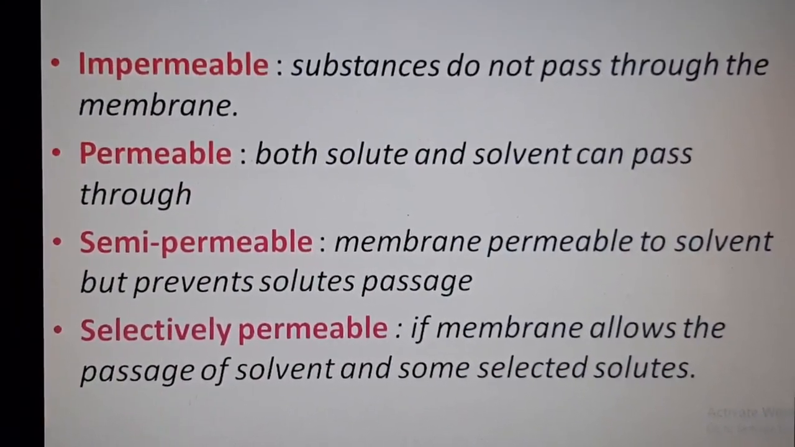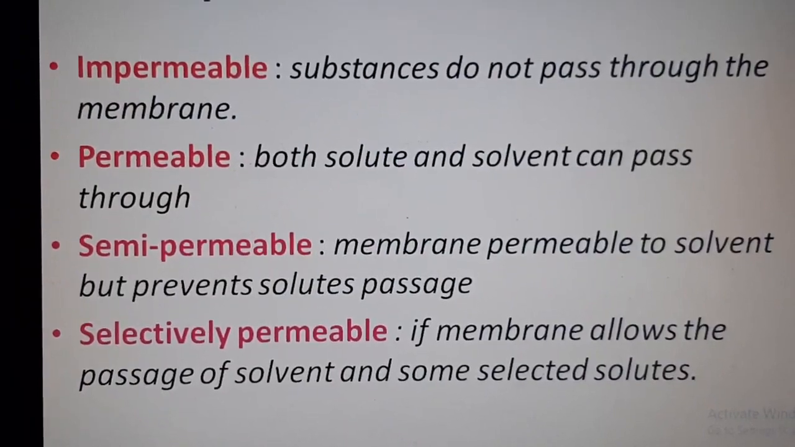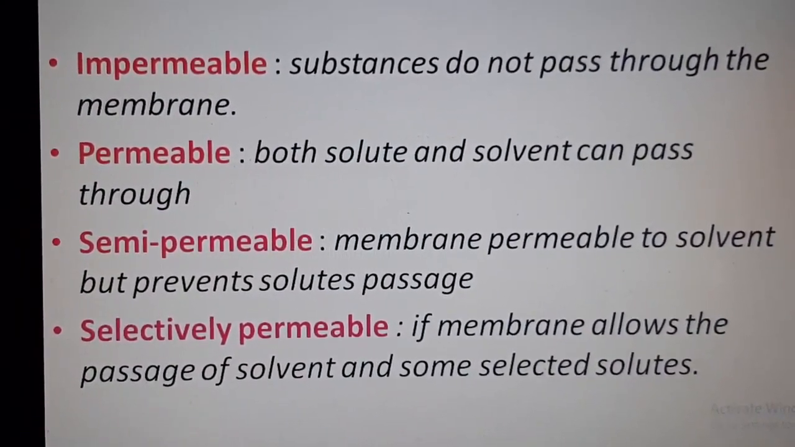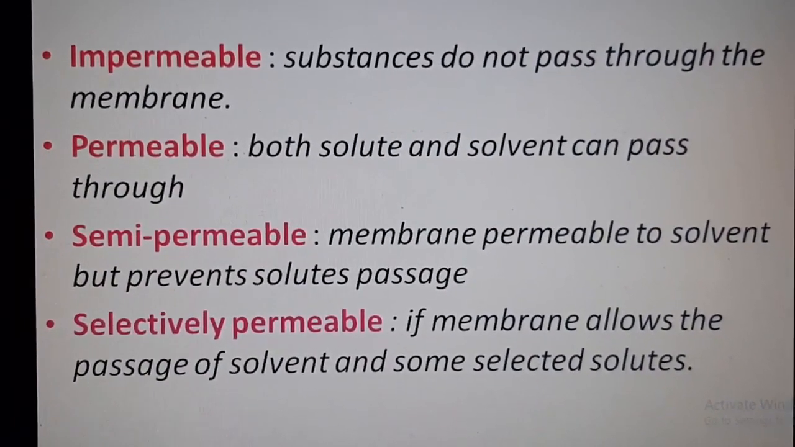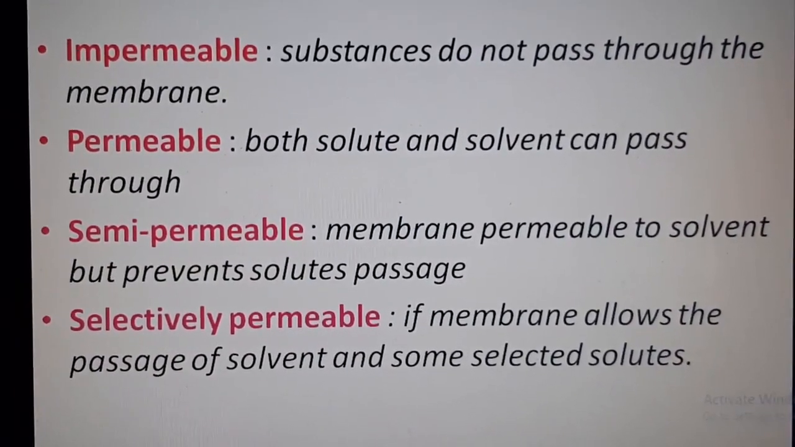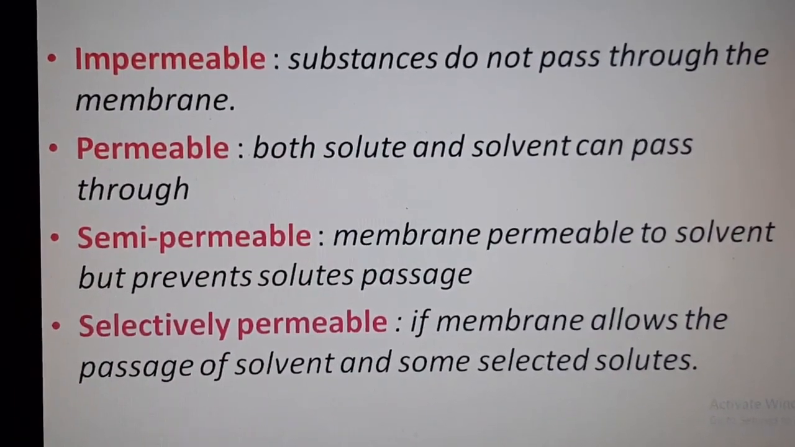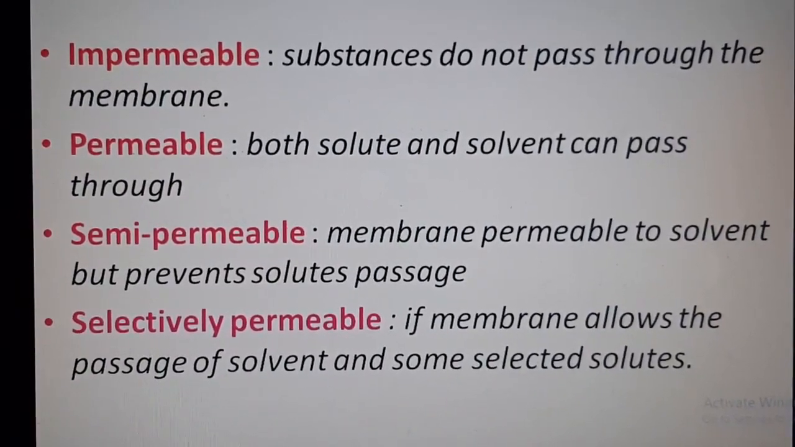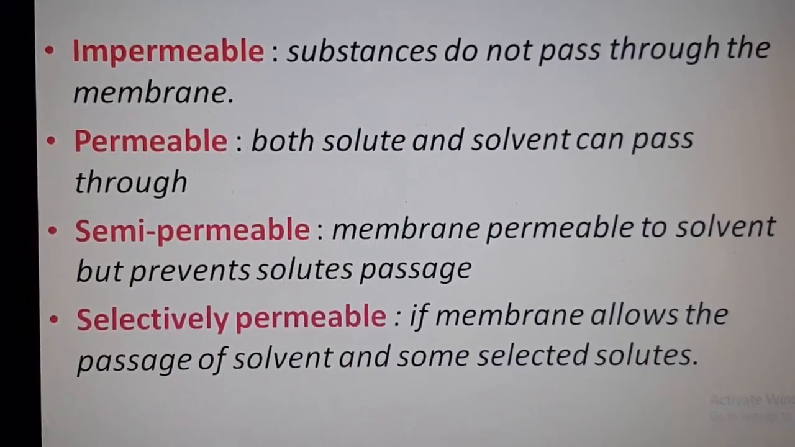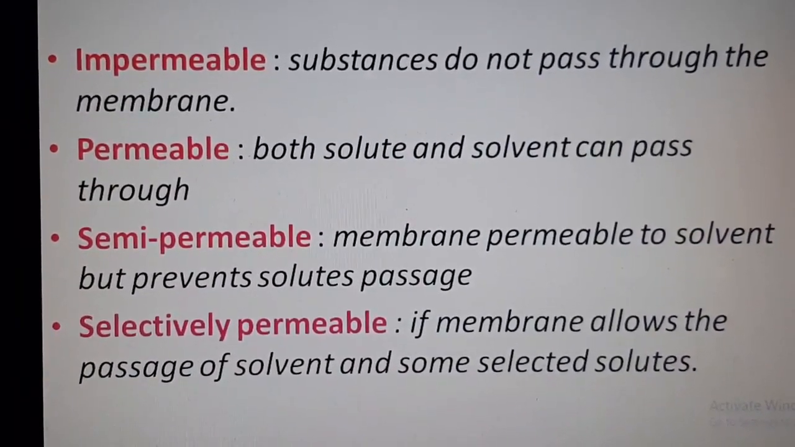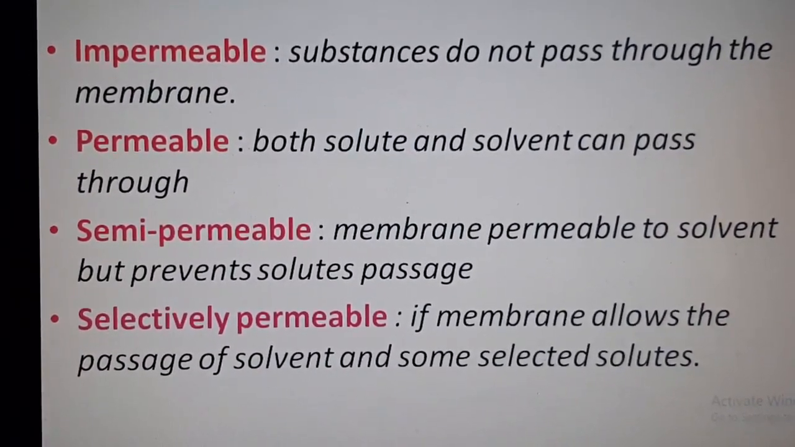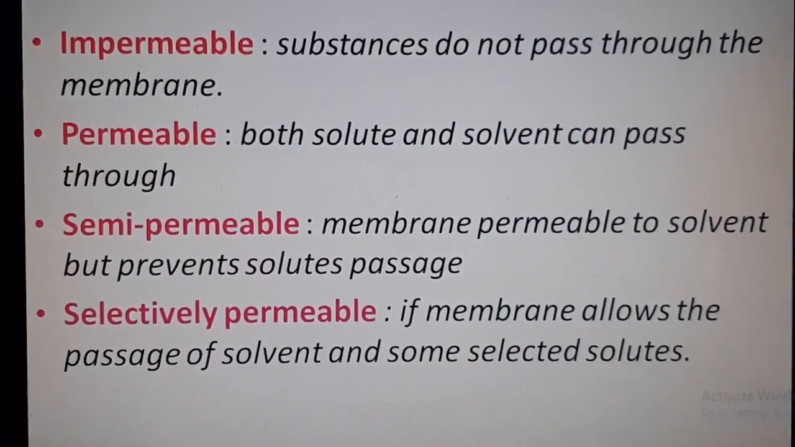First of all, what do you mean by the word impermeable? Substances do not pass through the membrane. If we say this membrane is impermeable, it means any substance, whether it is solute or solvent, does not pass through that membrane. That's why we say that membrane is an impermeable membrane. And a permeable membrane is the opposite of impermeable. When both the substances, solute as well as solvent, can pass through the membrane, that membrane is a permeable membrane.